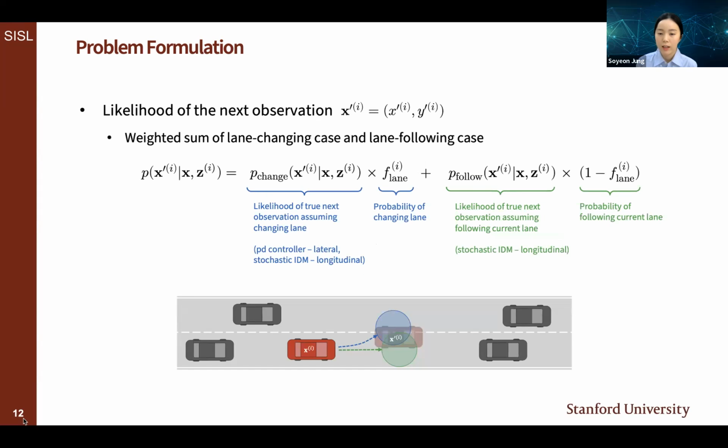Then the empirical likelihood of the next observation, x dash, is obtained by the sum of the likelihoods in the lane changing case and the lane following case, weighted by the probability of each case. The likelihoods p change and p follow compute the probability density of the true next position x dash, given the predicted next position derived from the current positions x and the latent variables z.